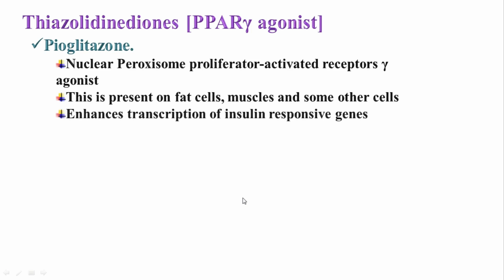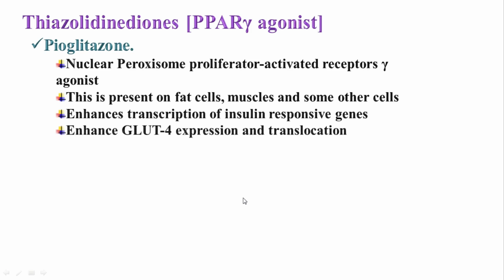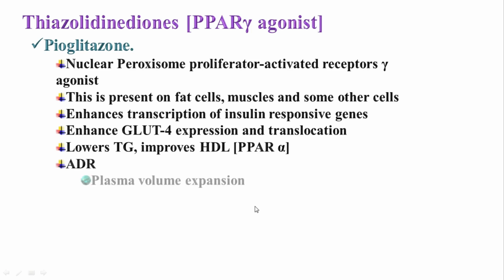So when PPAR gamma agonists work, they enhance transcription of insulin responsive genes, which means all the actions of the insulin will now be enhanced even with little insulin. They enhance GLUT4 expression, they help GLUT4 reach the cell membrane so that glucose can come in, they lower triglyceride level, they improve HDL levels also. HDL is good cholesterol.